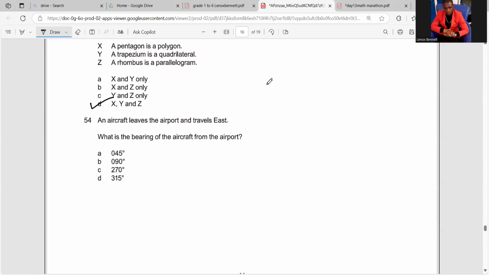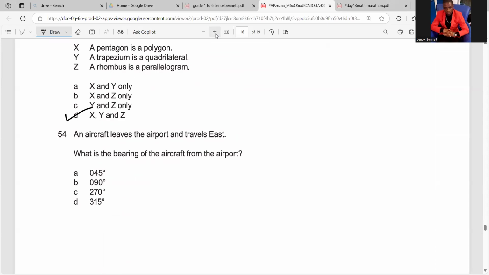All right, let's move on to 54. An aircraft leaves the airport and travels east. What is the bearing of the aircraft? Go ahead and answer that one as well.